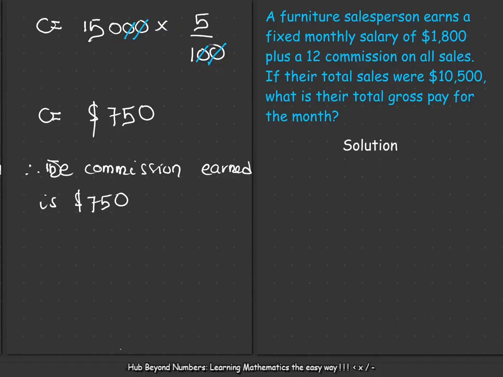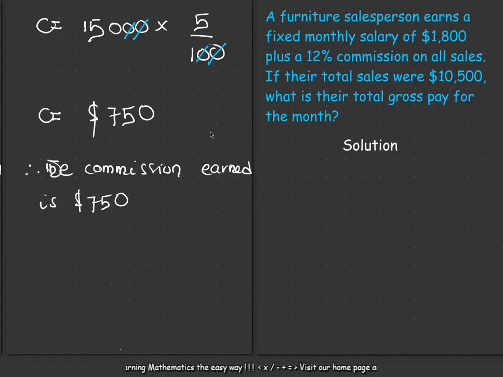So our next question here says, a furniture salesperson earns a fixed monthly salary of $1,800 plus a 12% commission on all sales. So as you see here, the 12% is to encourage the salesperson to sell more. The more you sell, the higher your commission. If the total sales were $10,500, what is their total gross pay for the month?